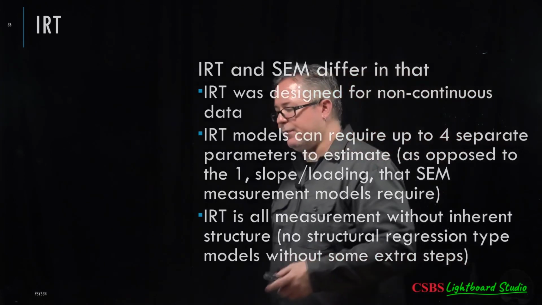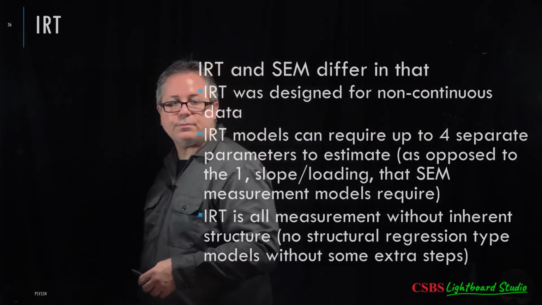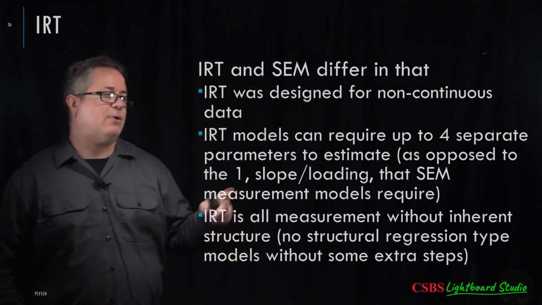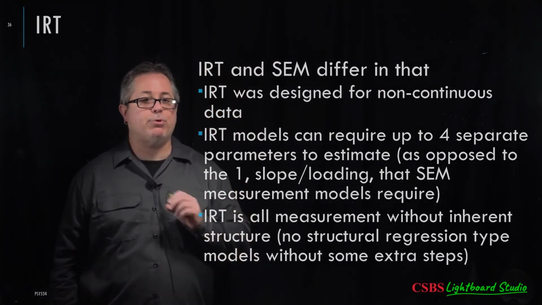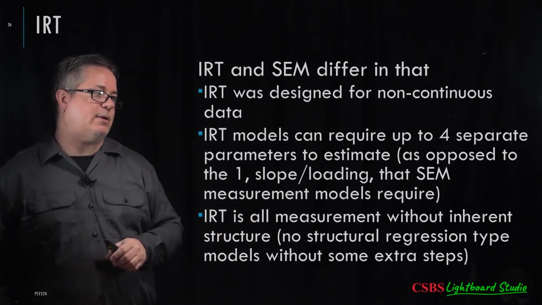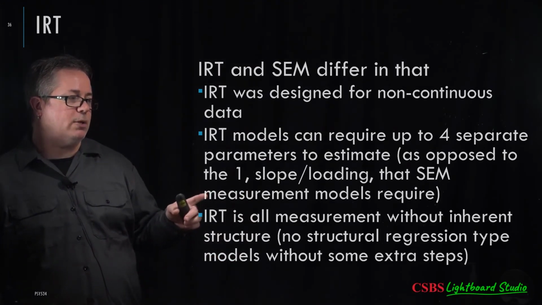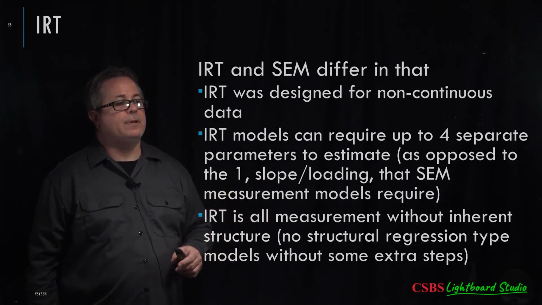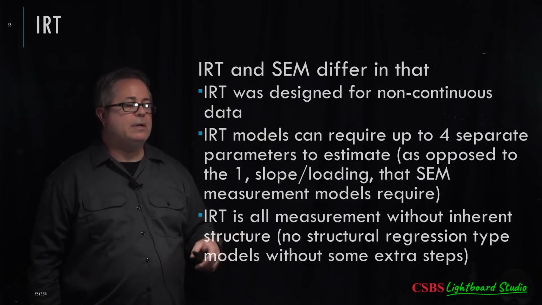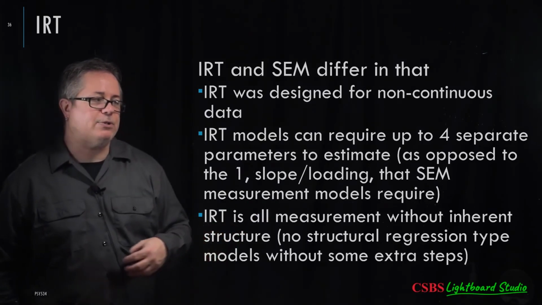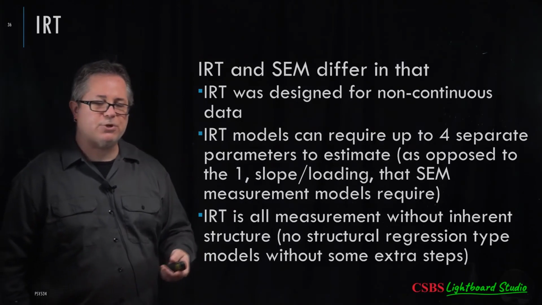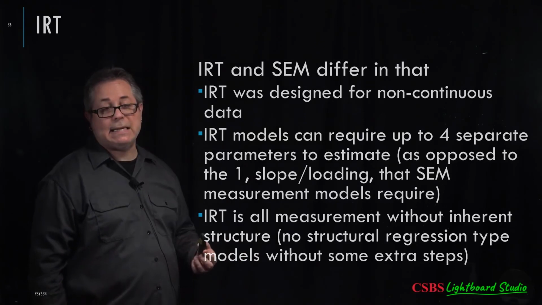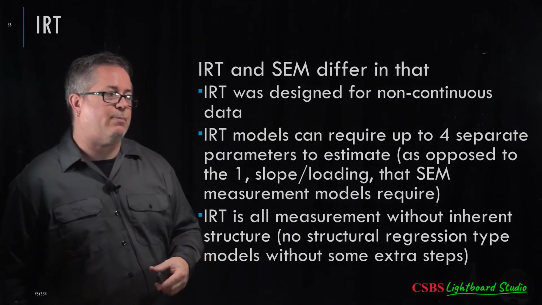IRT and SEM differ in that IRT was designed for non-continuous data. IRT models can require up to 4 separate parameters per item to estimate a model, as opposed to the 1, right? So in SEM, it's usually the slope or loading for an item that SEM measurement models require. IRT is also measurement without inherent structure. And so it's just measurement. We don't typically test for structural things in IRT, even though you can. There are no structural regression type models without some extra steps.